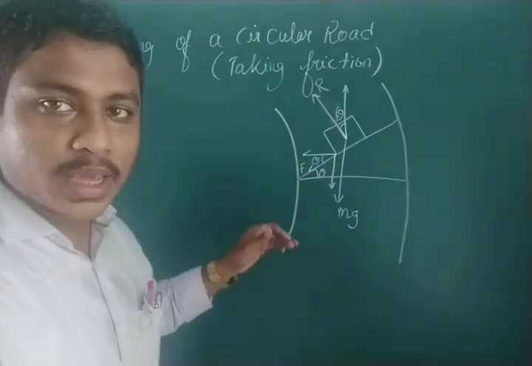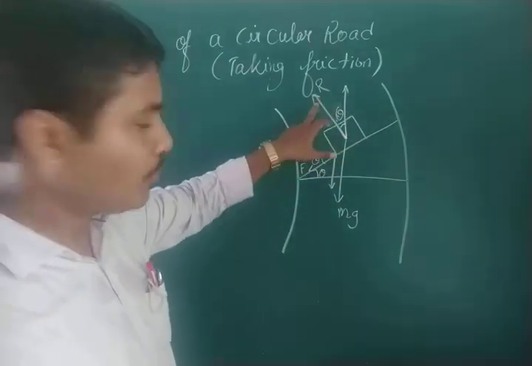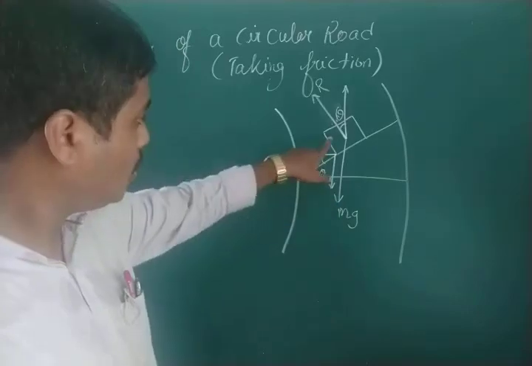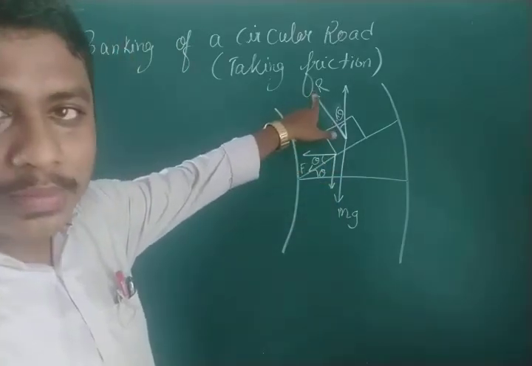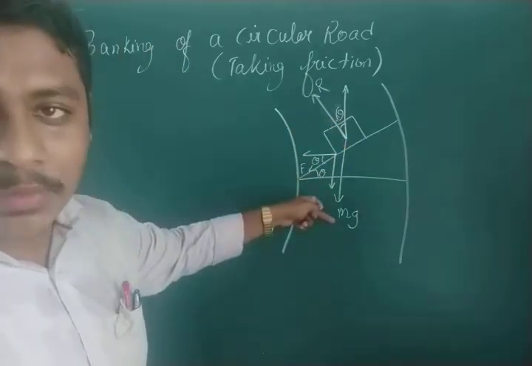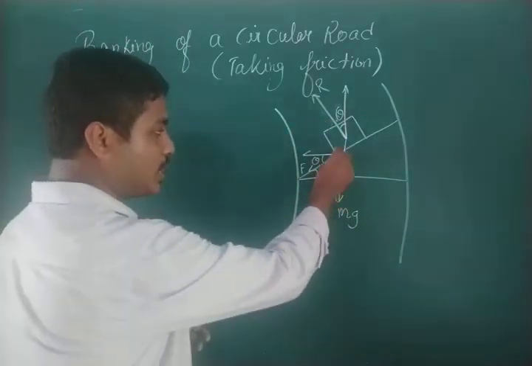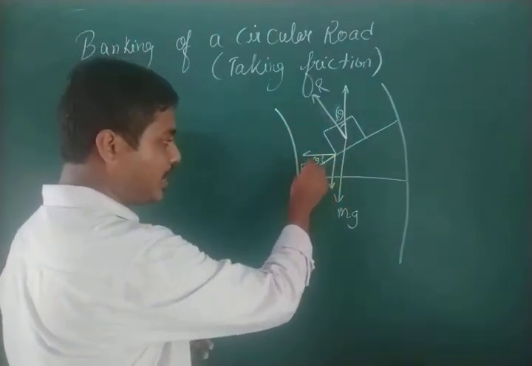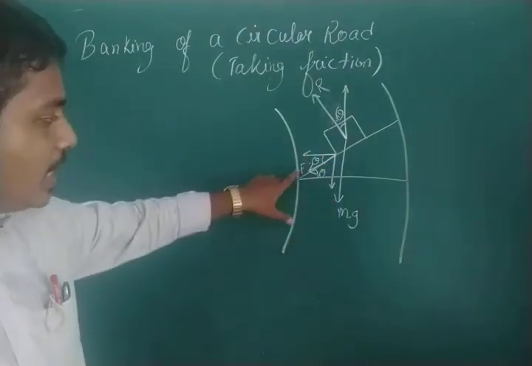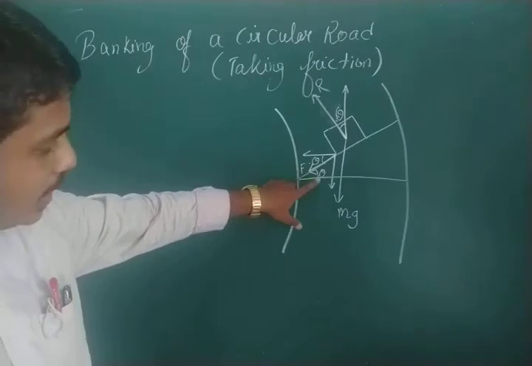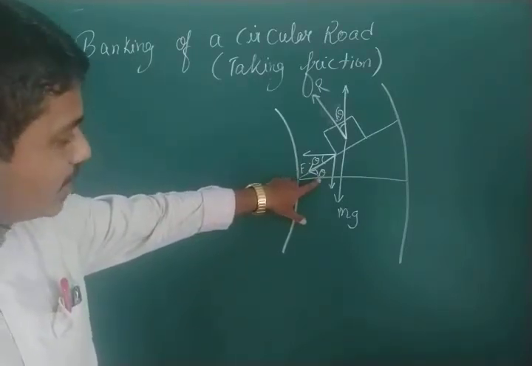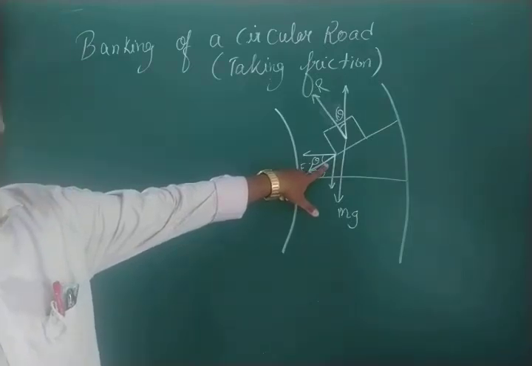Now if you see here, the forces that will be acting: one will be a weight mg, one will be reaction force R, which is always perpendicular to the object. Weight will always be in the downward direction. Then one more force, your frictional force, represented by the letter F, will be taken into account. The banking of the road is making an angle of theta. So if this angle is theta, obviously this angle also will be equal to theta.